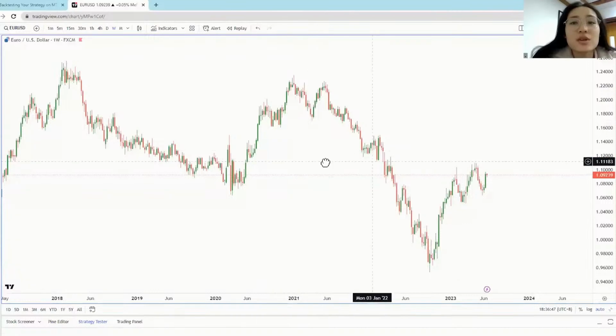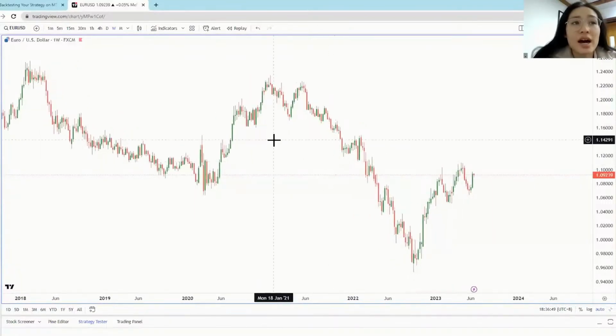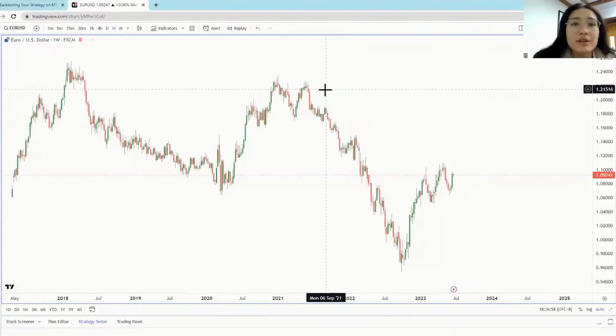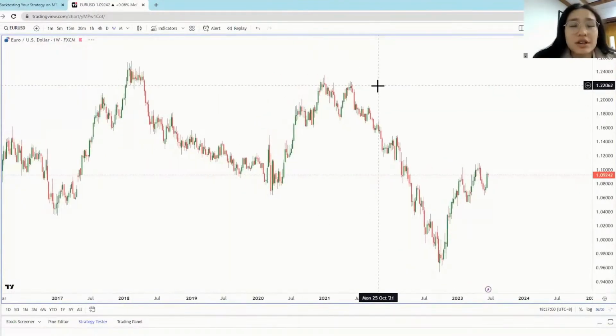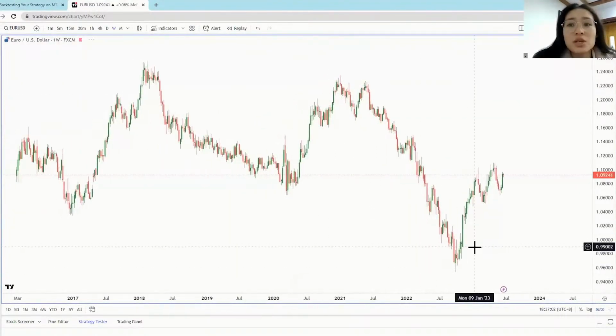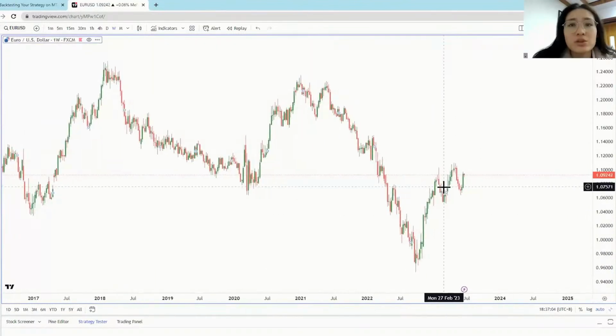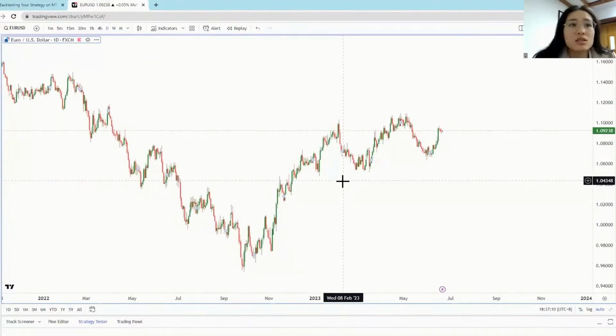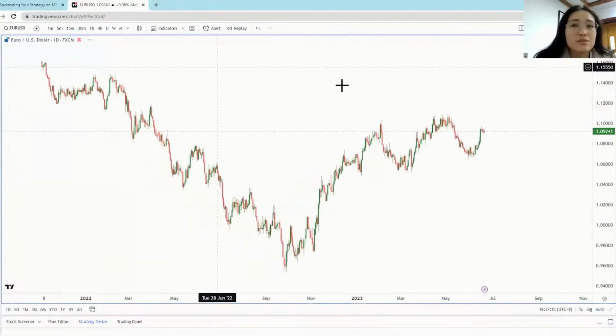Okay, so as per usual, we want to look at the higher time frames first and then do a top-down approach. So we're going to take a look at our higher time frames first, just to get the general direction. So here we can see price moving upwards. That's our general direction on the weekly time frame. And if we take a look at our daily time frame, our general direction is upward as well.